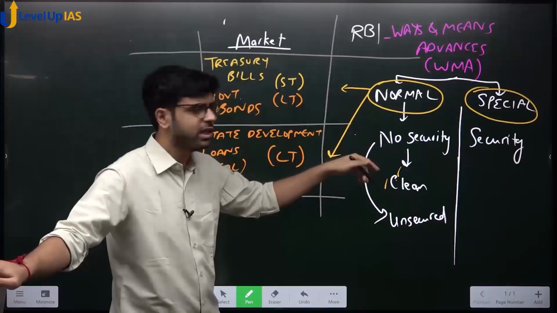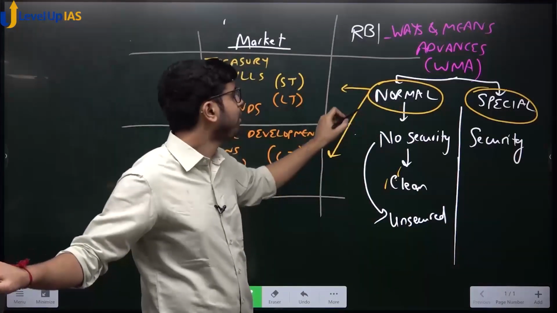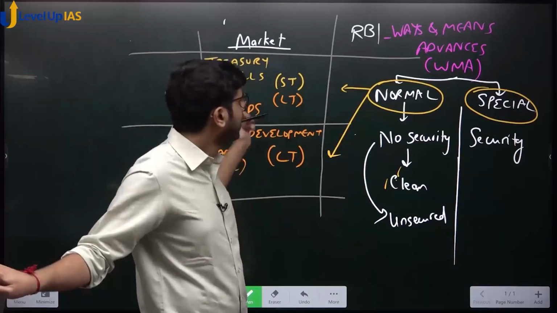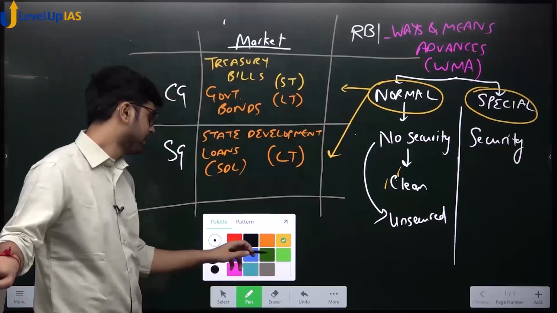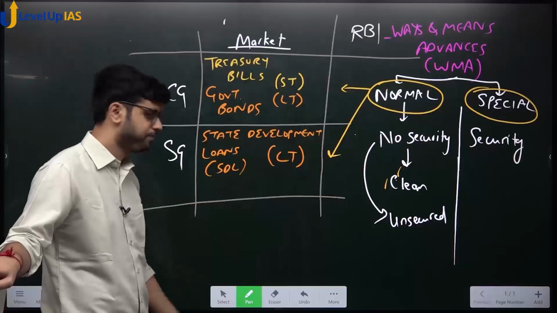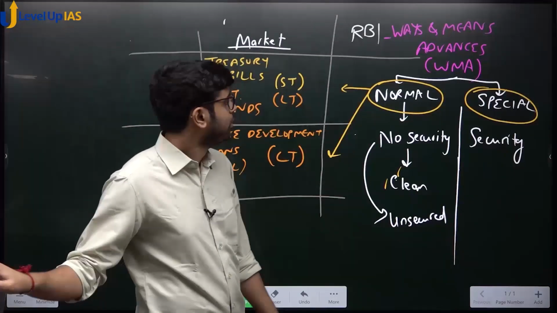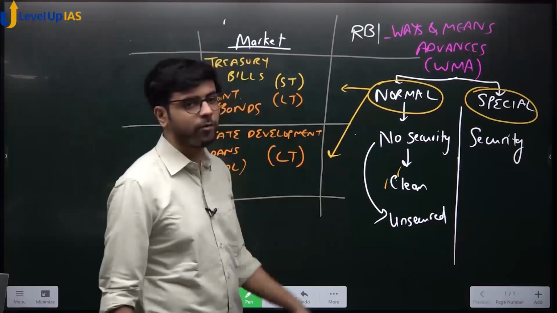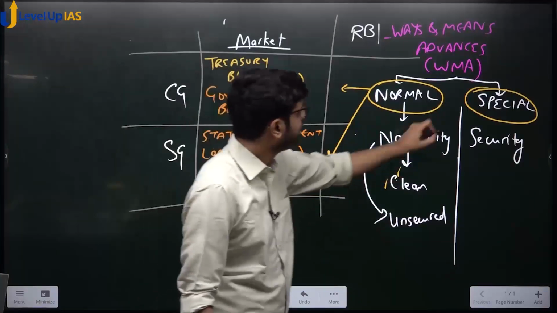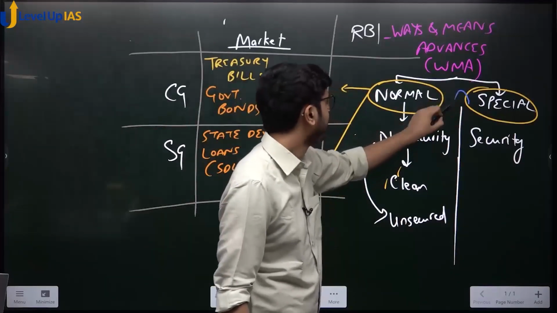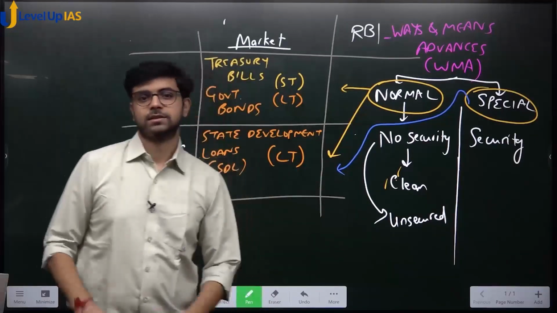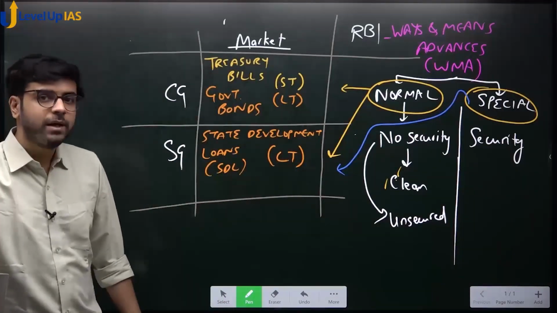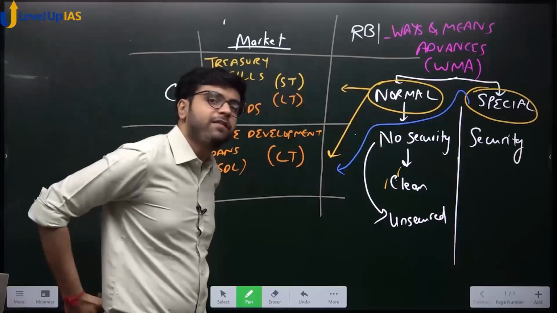These are short term in nature. WMA, it can access the normal window. Central government can also access the normal window. Now what do you think about special? Who will get special? What do you think? Who can access, state government or central government or both? So the special window is only accessible by state government. Central government does not have the facility to access the special window of WMA.